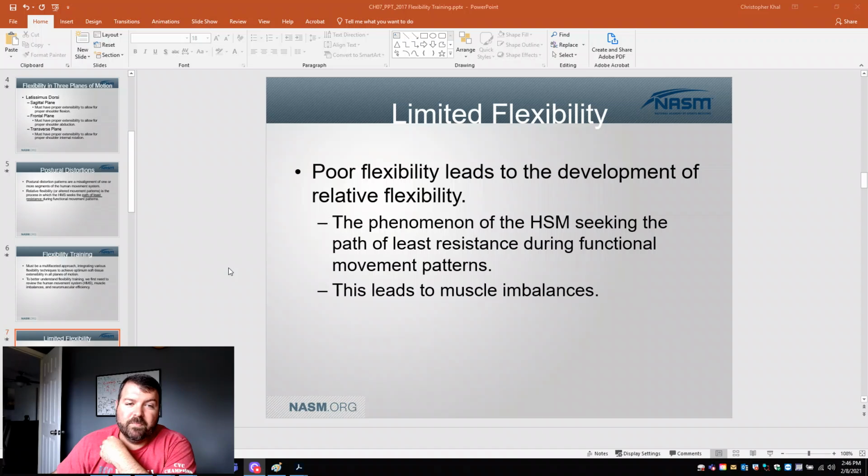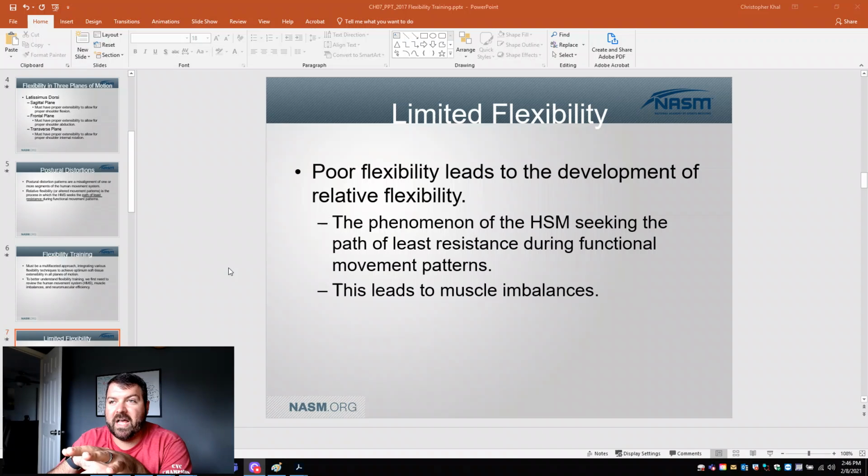Limited flexibility. Okay, so poor flexibility leads to the development of relative flexibility, the phenomenon where the human movement system seeks the path of least resistance during functional movement patterns. This leads to muscle imbalances. So if you lack flexibility in one area, your body's going to compensate and make it up in another. For example, cheerleading. When that individual does the splits, we'll just do the front and back. If you lack the flexibility in whatever muscle, it's going to compensate in other muscles and joints.